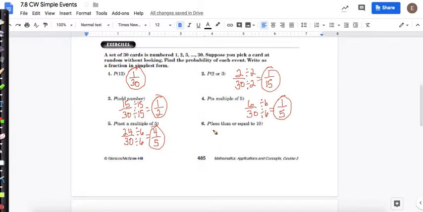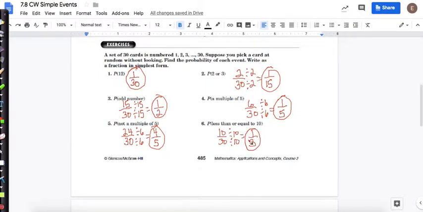And number 6, probability of less than or equal to 10. Now, the key is less than or equal to 10. So it can equal 10. So there are 10 numbers between 1 and 10. So it's 10 out of 30. They both end in a 0, so I can divide top and bottom by 10. 10 divided by 10 is 1, and 30 divided by 10 is 3. So 1 out of 3.